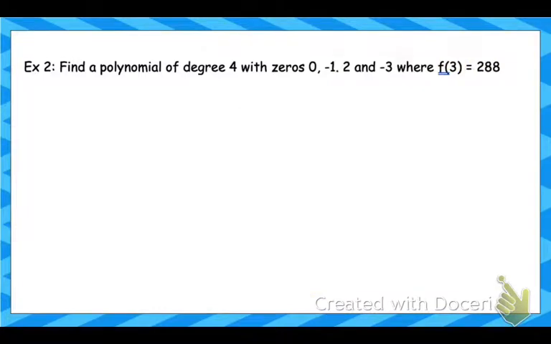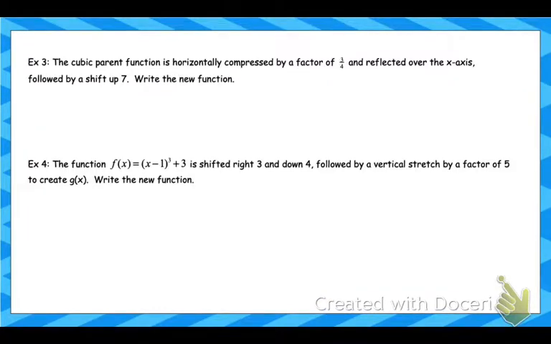All right, so the last ones that we're going to look at are going to be pretty similar to some things you've seen before, applying transformations. All right, so the cubic parent function is horizontally compressed by a factor of 3/4 and reflected over the x-axis, followed by a shift up 7.